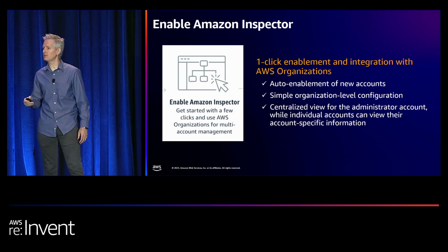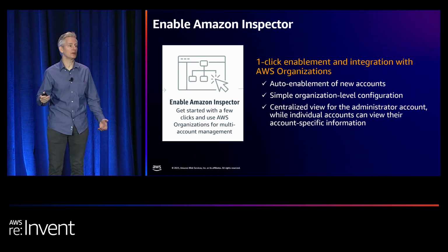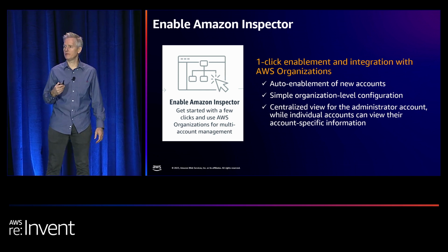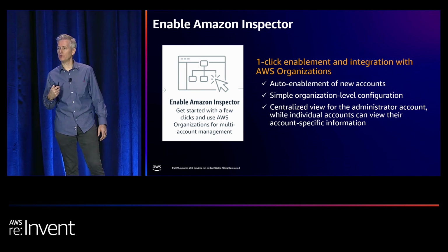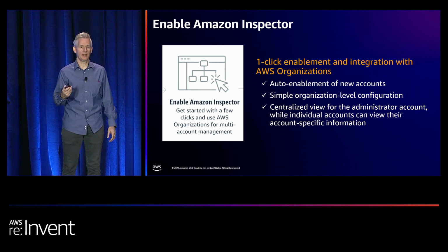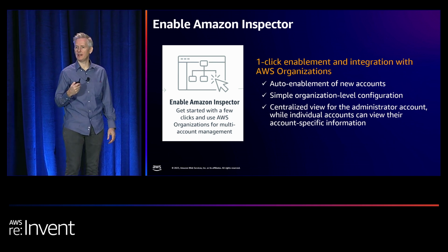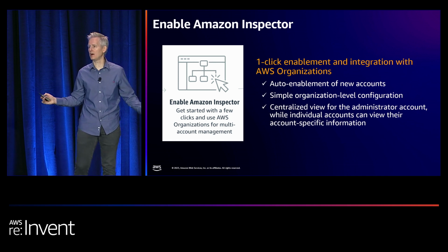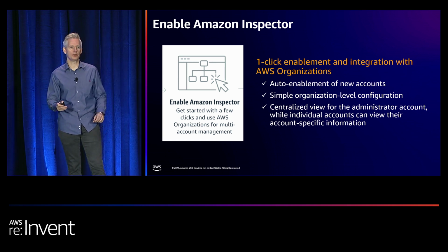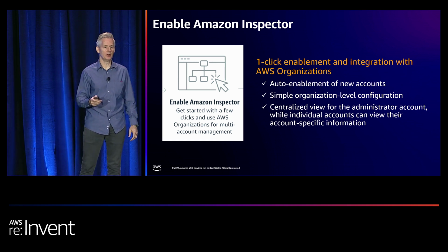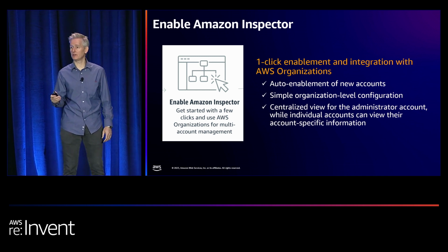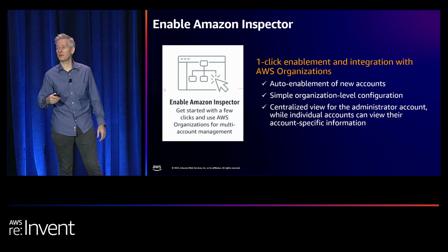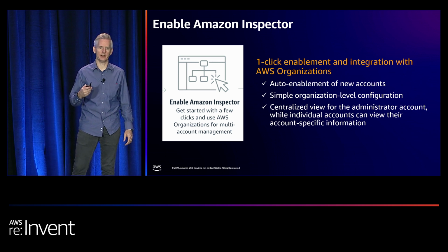All right, so let's dive in. The first stage when you go to use Inspector, you've got to turn it on. And what we've done is we've integrated with AWS Organizations. The power of doing that is it allows you to turn on Inspector and configure it across your entire organization in one place as simply as possible. We have customers that have Inspector enabled and configured over thousands of accounts, and they've done it simply and they've done it once.